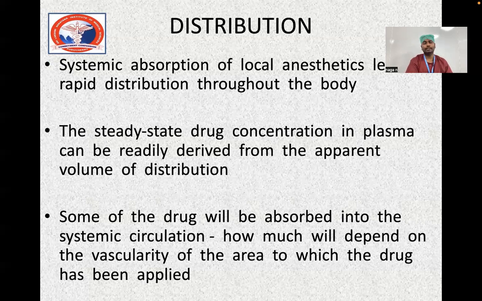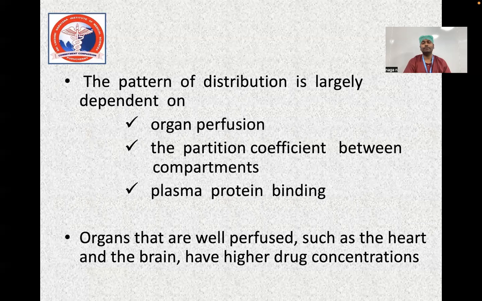Systemic absorption of local anesthetics is followed by rapid distribution throughout the body. The steady state drug concentration in plasma can be readily derived from the apparent volume of distribution. Some amount of the drug will be absorbed into the systemic circulation. How much depends upon the vascularity of the area to which the drug has been applied. The pattern of distribution largely depends upon organ perfusion, the partition coefficient between the compartments, and plasma protein binding. Well-perfused organs, such as the heart and the brain, have higher drug concentrations.